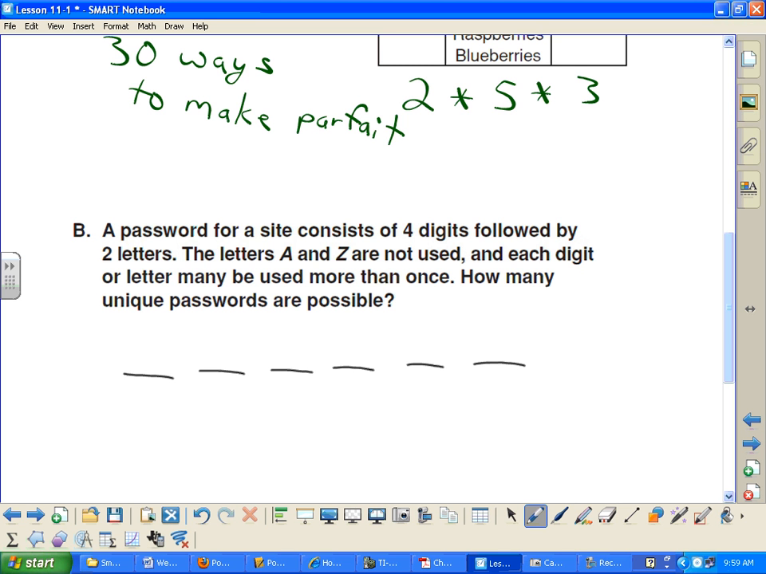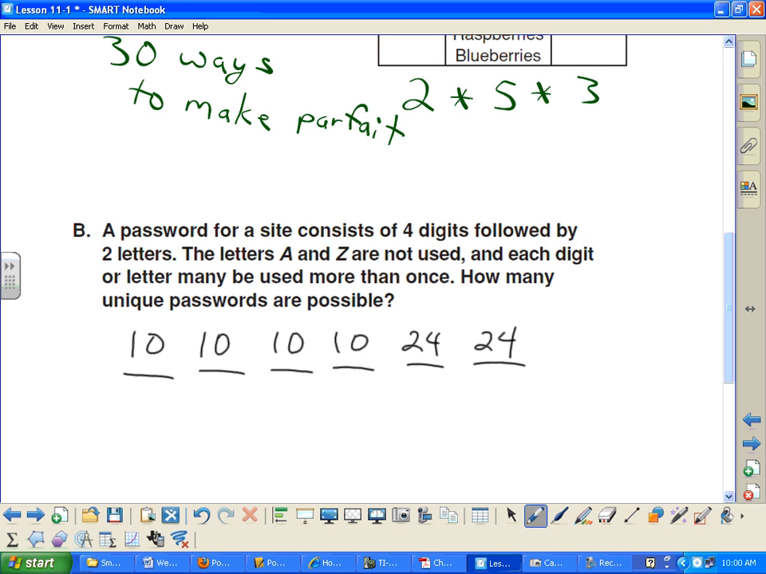And how many digits do we have? Is 0 a digit? Yes, it is. So we have 0 through 9, which is 10. So there are 10 digits. So I have 10 different possibilities for each of these spots here because it says we can use them more than once. I could have 5, 5, 5, 5 if I wanted. Now it's followed by 2 letters, and it says A and Z are not used. So how many letters are there if we don't use A and Z? 24. So we have 24 here, 24 here.